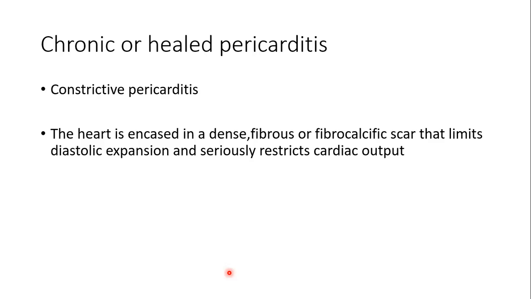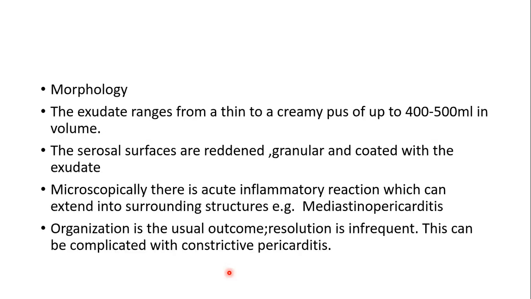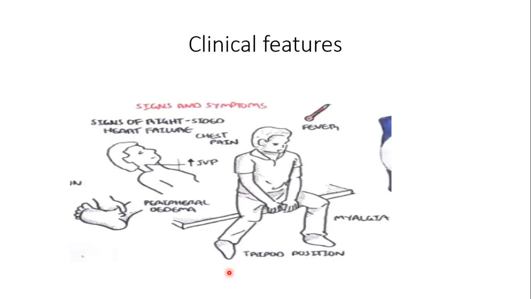So in constrictive pericarditis, you have a stiff pericardium. The heart is encased in a dense fibrous or fibrocalcific scar that limits diastolic expansion and seriously restricts cardiac output. For the morphology, the exudate ranges from a thin fluid to a creamy pus of up to 400 to 500 mL in volume, and the serosal surfaces are reddened, look granular, and are coated with the exudate. Microscopically there's an acute inflammatory reaction which may extend into surrounding tissue, giving us the mediastinal pericarditis. And then there could be organization. Organization is the usual outcome, and resolution is not very common, and this can be complicated by constrictive pericarditis.